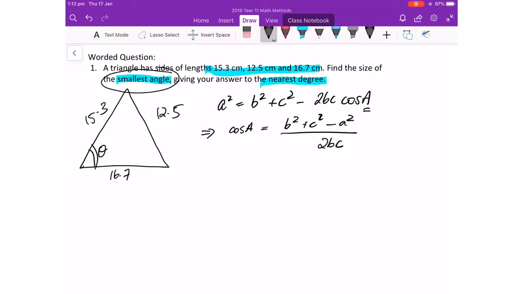So from this equation, I'm actually going to now substitute what I know. So I'm going to label my sides first. This is my A. This is the angle that I don't know. This is this. I'm going to label this lowercase a because it's my opposite.